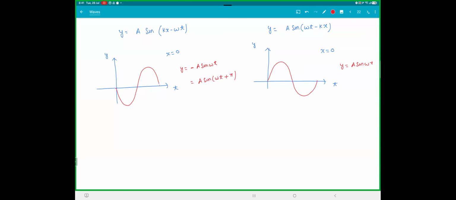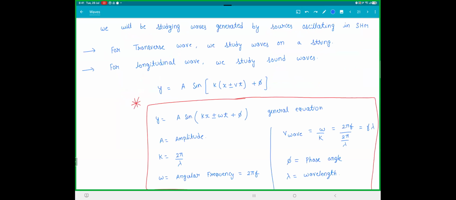Because I'll be using kx minus omega t. In some books you will see omega t minus kx and you'll think, oh, this is something new. No, it is the same thing. Just the phase is different. Clear with this stuff? Now let's talk about a few terms here.